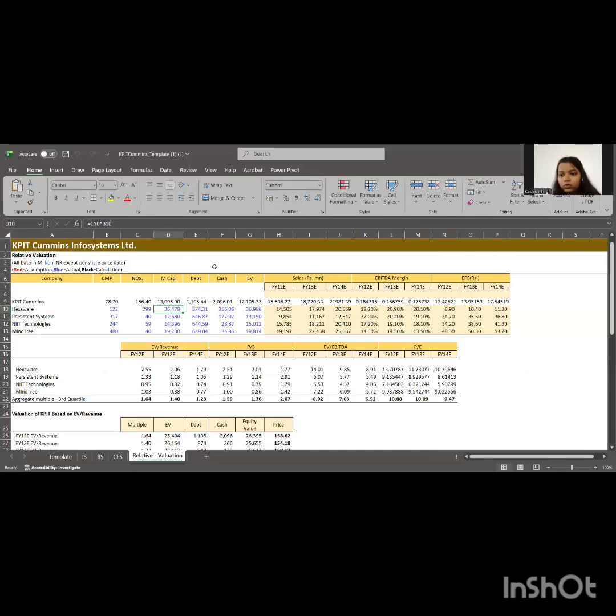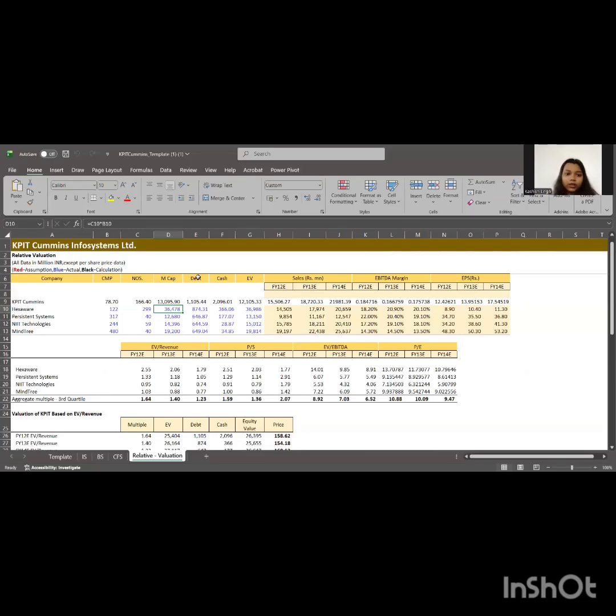This formula gives us how much the market is valuing all the KPIT shares combined. For example, if CMP is 1,800 and the company has 26 million shares, then the market cap will be 1,800 multiplied by 26, which gives 46,800 million. This number becomes the foundation of calculating enterprise value.